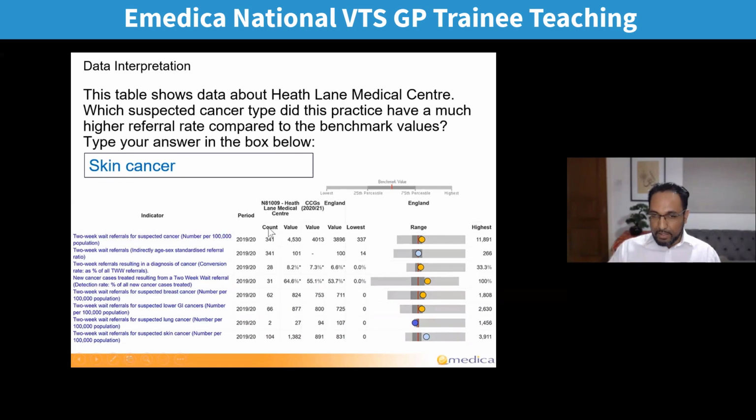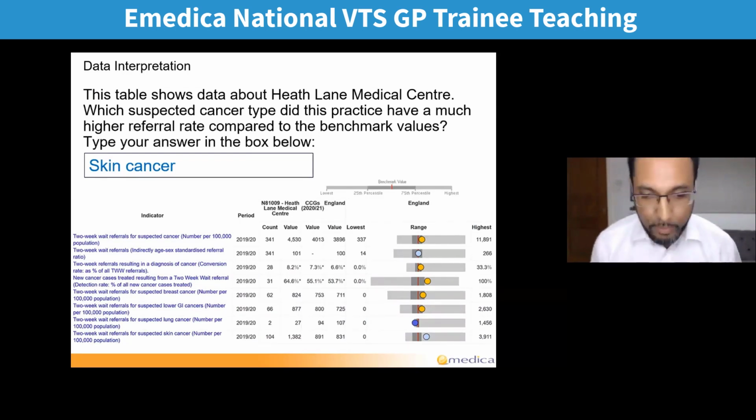The number here, the count, is the actual number of referrals, but we're interested in the rate. The rate is the value. So this is the rate per 100,000 population. Now, very few practices have 100,000, so you extrapolate. If your practice had 2,000 patients and only 2 referrals, it's not fair to compare that to a practice that has 10,000 patients, but the rates are comparable, you see?